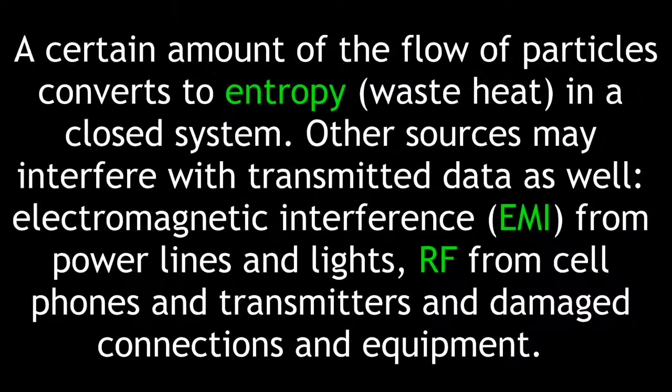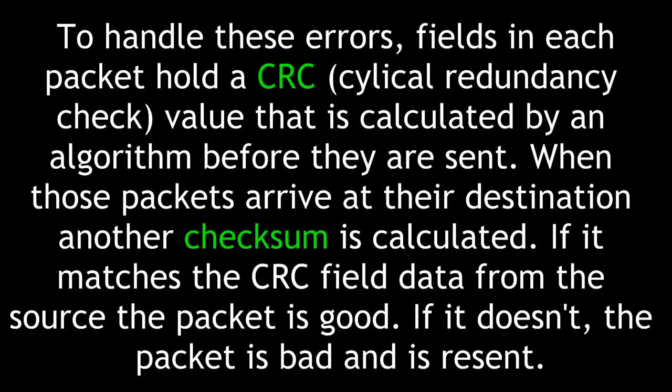A certain amount of the flow of particles converts to entropy or waste heat in a closed system. Other sources may interfere with transmitted data as well, such as electromagnetic interference or EMI from power lines and lights, RF from cell phones and transmitters, and damaged connections and equipment. To handle these errors, fields in each packet hold a CRC or cyclical redundancy check value that is calculated by an algorithm before they are sent. When these packets arrive at their destination, another checksum is calculated. If it matches the CRC field data from the source, the packet is good. If it doesn't, the packet is bad and is resent.